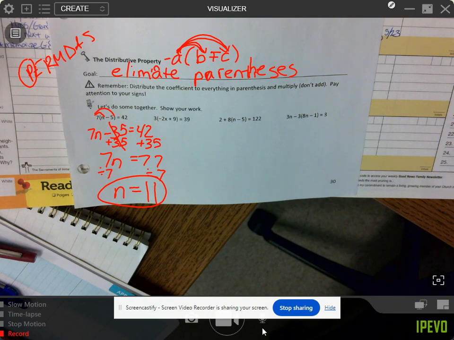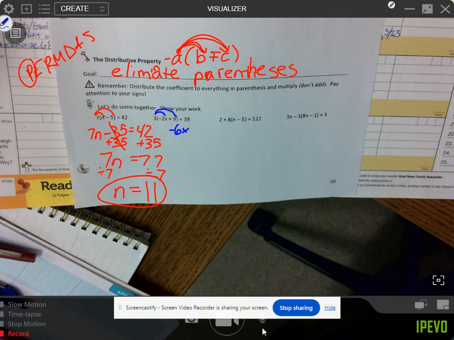Who can walk me through the next one? Claire G. Oh, negative 6 what? Oh, and do not forget variables. I had a lot of people forgetting variables on yesterday's worksheet. You have to include the variable.